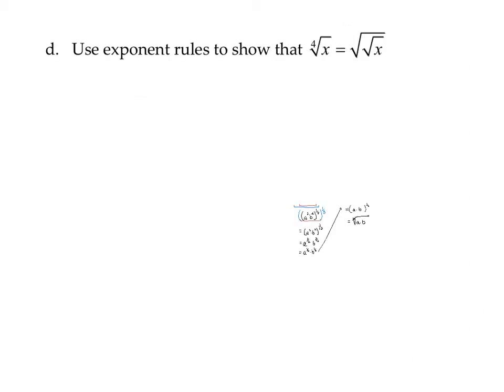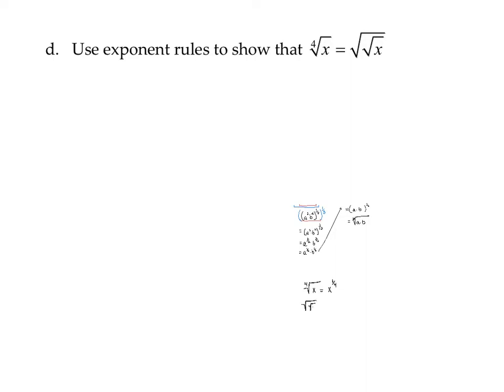Part D is something that we used in the last section when we were taking 4th roots. We showed, or we at least used, that a 4th root was the square root of a square root. And we'll see how that works. So if I have the 4th root of x, that is the same thing as x to the 1/4.